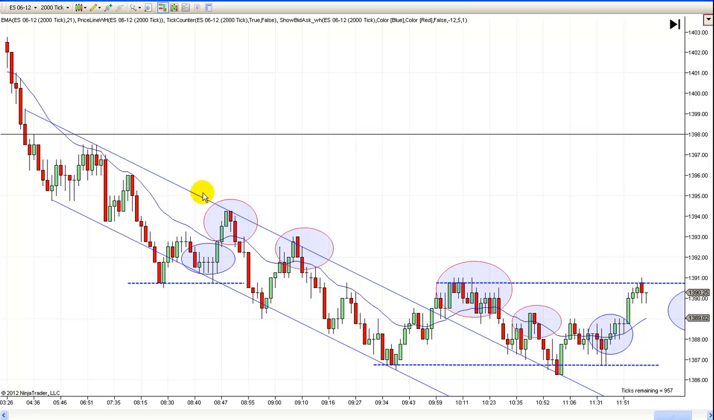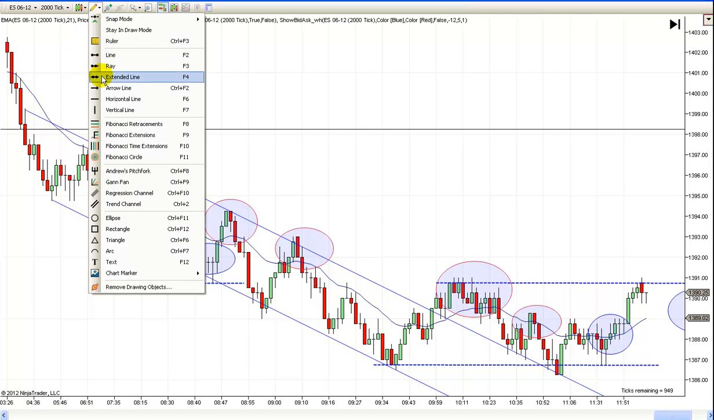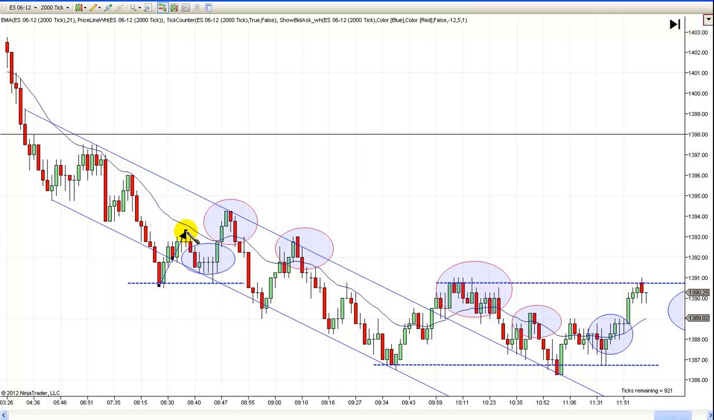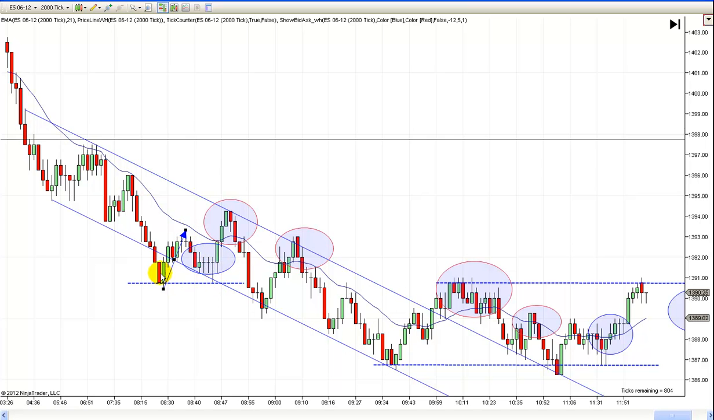And notice these two legs. You got leg one right there. Then you got actually two legs down, and then there's leg two right there, back up to the top of the channel. So this was a great place to go short right here.